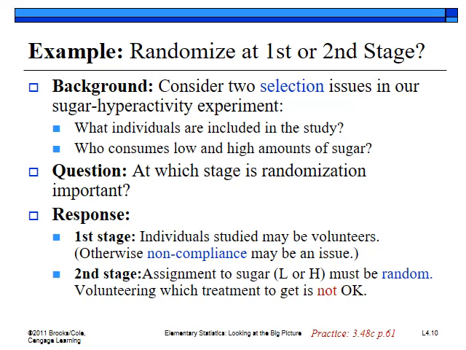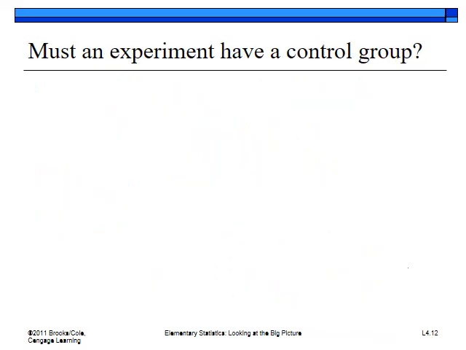In the second stage, the assignment has to be random. It has to be random. Volunteering at this stage is not okay. Why? As soon as the individual being studied gets to choose the value of their variable, which is what happens when they volunteer for the treatment they get, this becomes an observational study, and we have to worry about confounding.